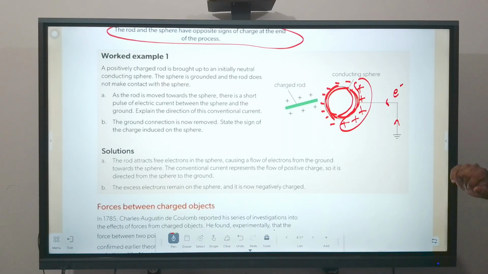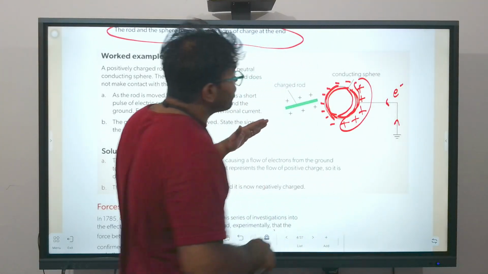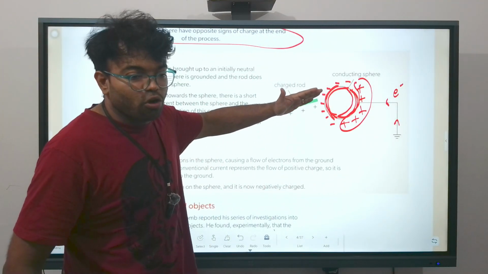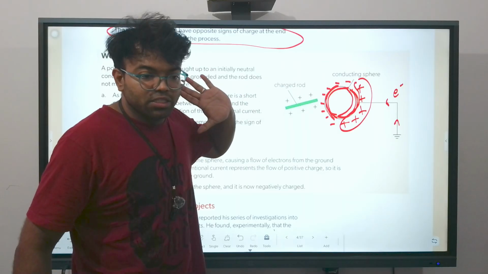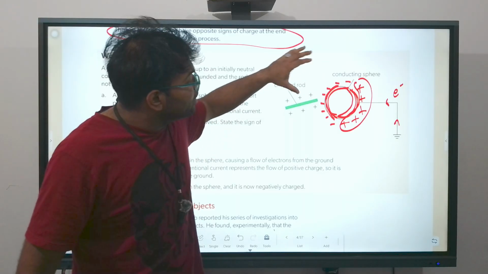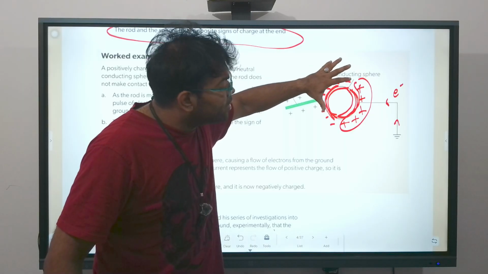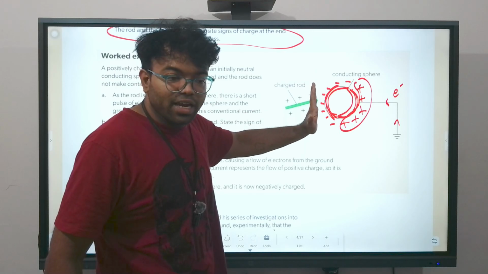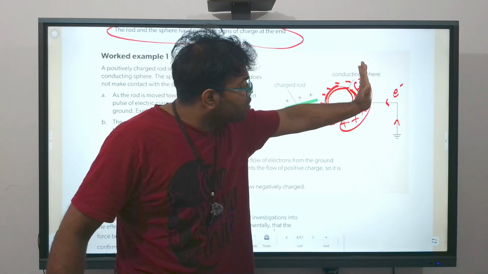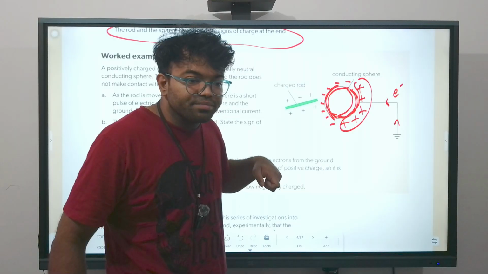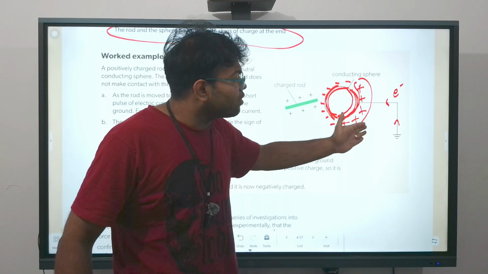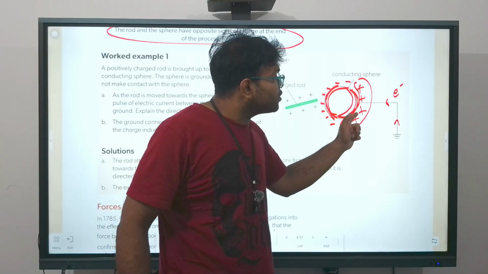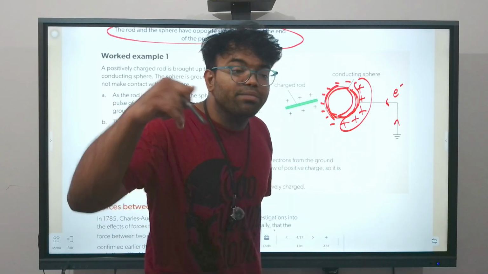Basically, what did you do? You brought the positively charged rod next to the sphere, due to which what happened? The electrons on the surface of the sphere all got attracted towards one side. So you are left with a positive charge on the other side. Now, this positive charge attracted electrons from the ground.